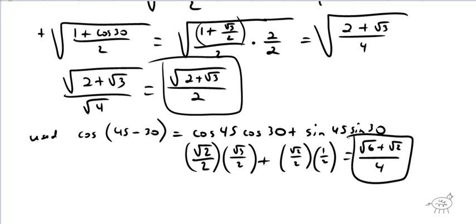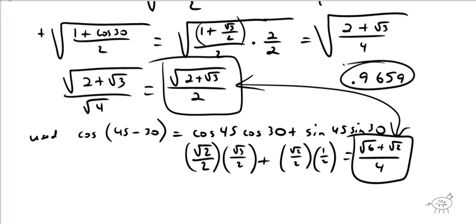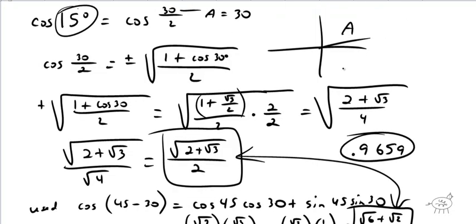Right? And you're like, what? These are completely different. Okay? Yeah, they're completely different, but if you put them in your calculator, I'm not going to show you here, you get 0.9659 for both of them. So they are the same, just written differently. Now, how would you do it? Would you use sum and difference, or would you use half angle? I don't care. I personally would use sum and difference.